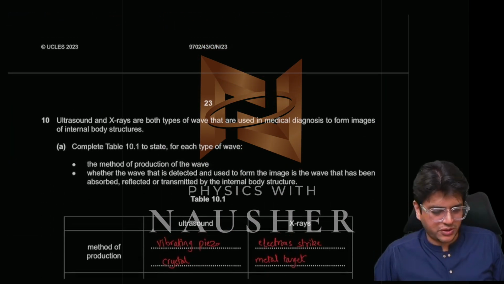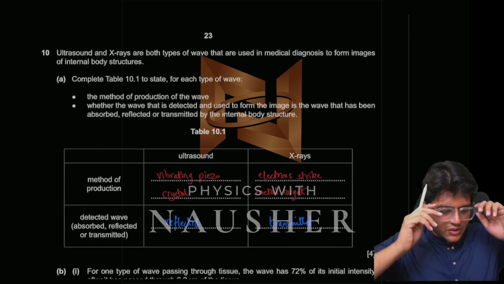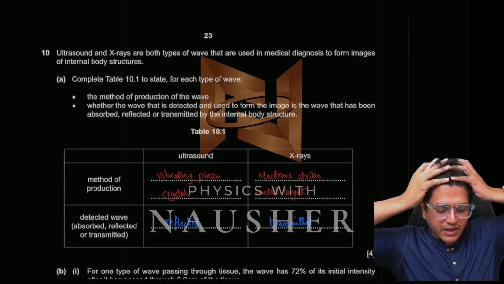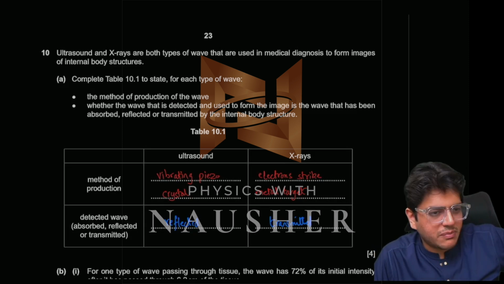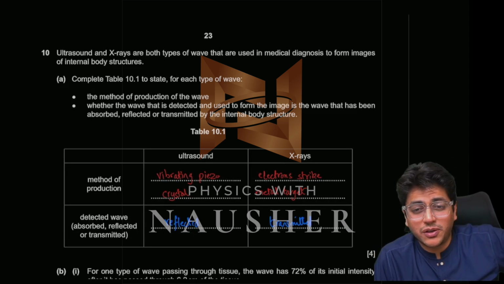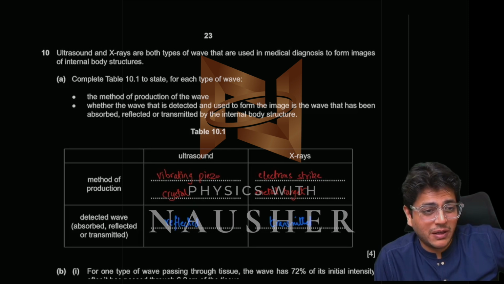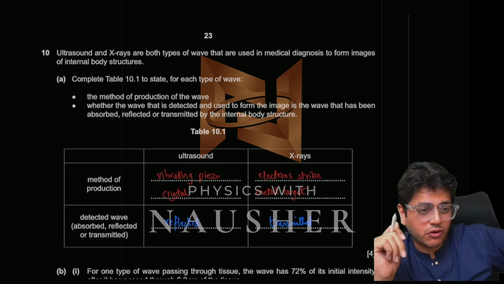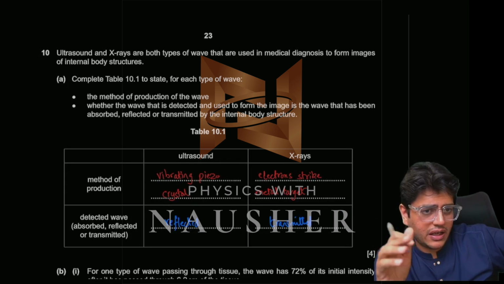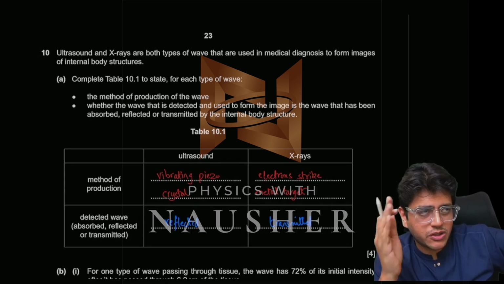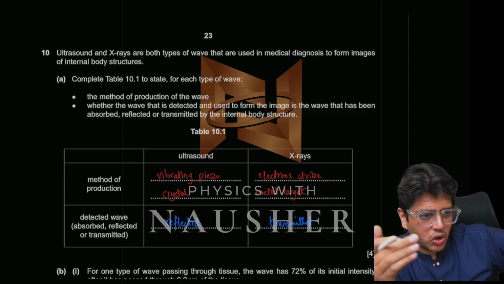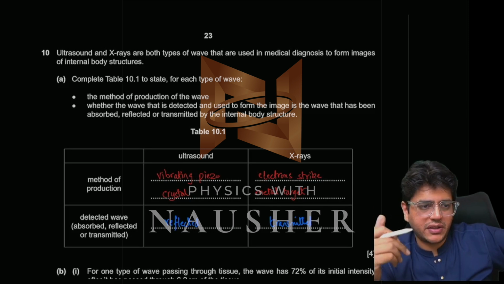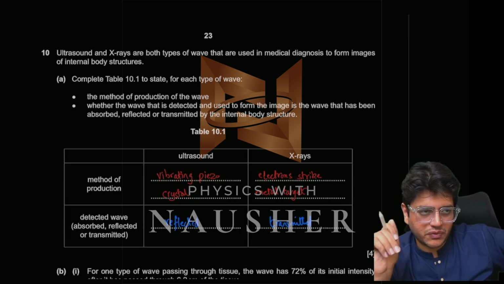And last question. Ultrasound and X-rays are both types of waves that are used in medical diagnosis to form images. What is the method of production? These are rote learning questions. You have to rote learn them. Ultrasounds are formed by the vibrations of piezoelectric crystals, and X-rays are formed when high-speed electrons strike a metal target. How are they detected? Are they absorbed, reflected, or transmitted? Ultrasounds are reflected. X-rays are transmitted.